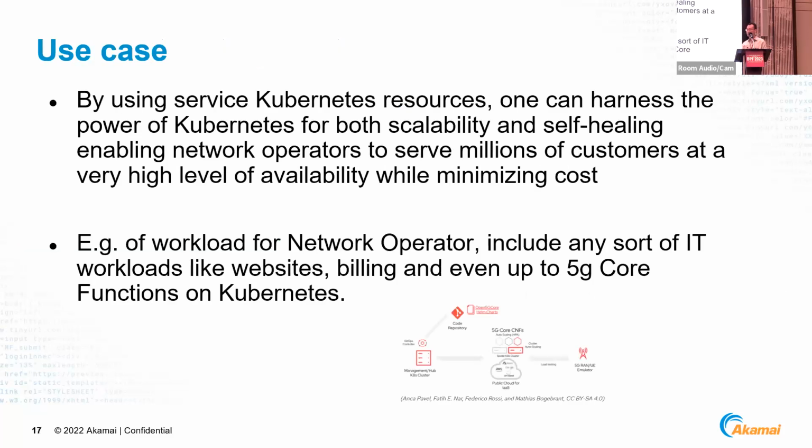So that was it. Now, some of the use cases for which people use Kubernetes. First of all, by using Kubernetes resources, one can harness the power of Kubernetes for both scalability and self-healing. This enables network operators to serve millions of customers at a very high level of availability while minimizing cost, because you can scale it. And we have a lot of examples where network operators use Kubernetes today, right? So any IT workloads. And today I see even 5G core functions like user plane functions and that sort of thing also being run on Kubernetes. So this talk is just to inform you on that. So thank you for that.